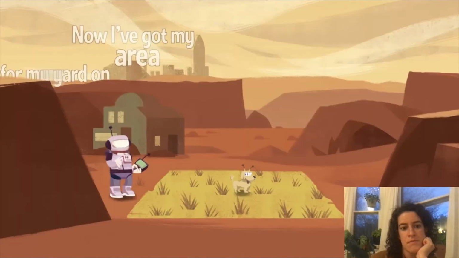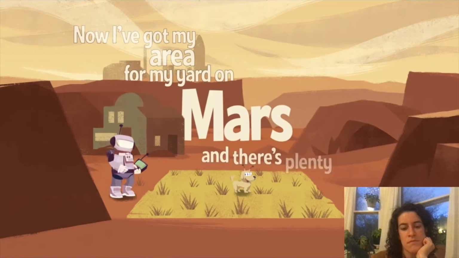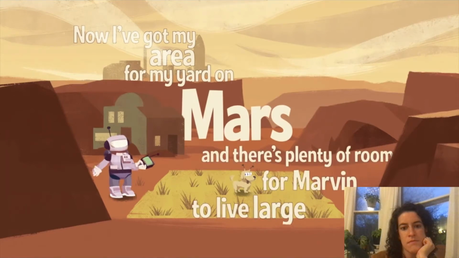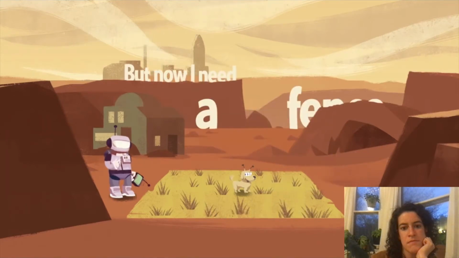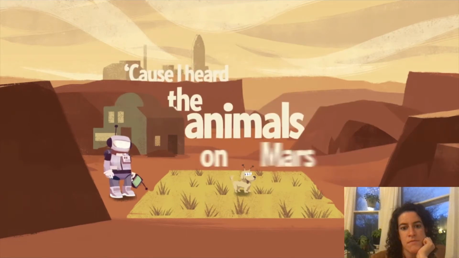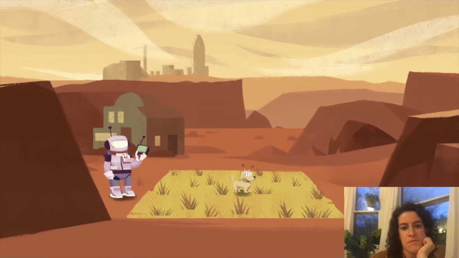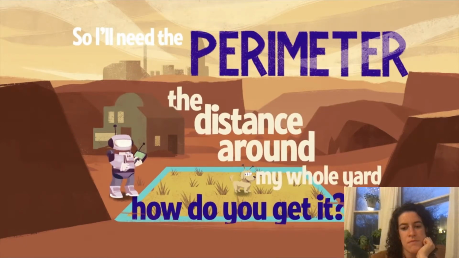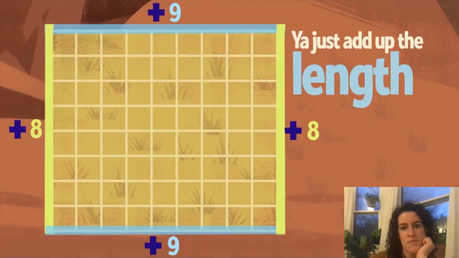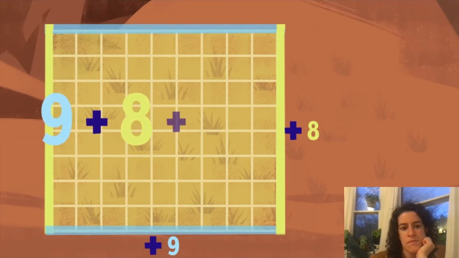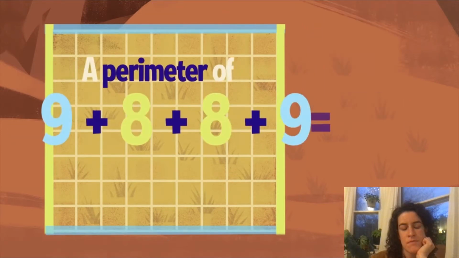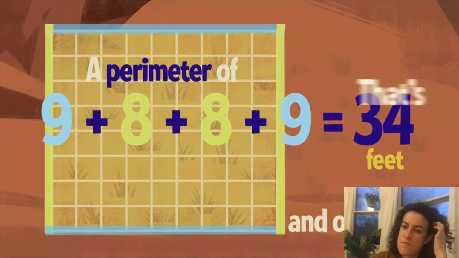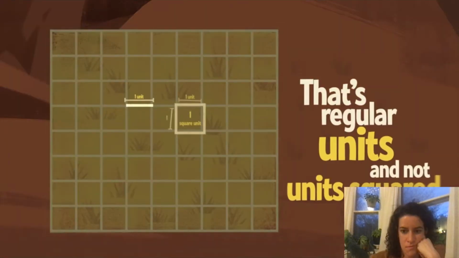Now I've got my area for my yard on Mars, and there's plenty of room for Marvin to live large. But now I need a fence, cause I heard the animals on Mars could be intense. So I'll need a perimeter, the distance around my whole yard. How do you get it? Just add up the length of the sides. 9 plus 8 plus 8 plus 9 is a perimeter of 34 feet. And that's regular units and not units squared.